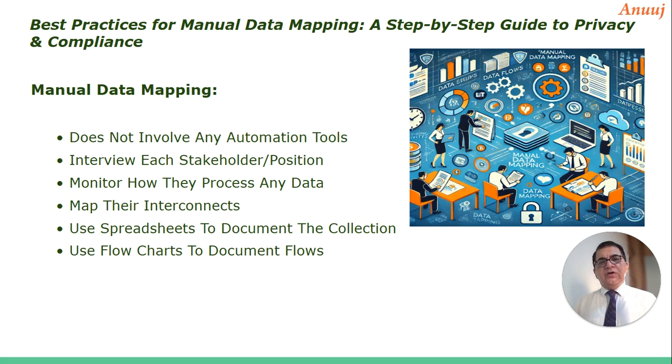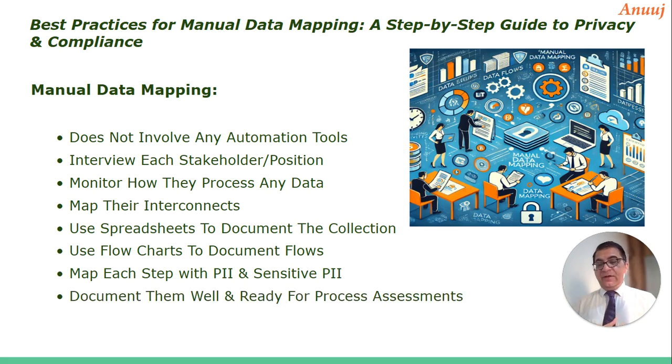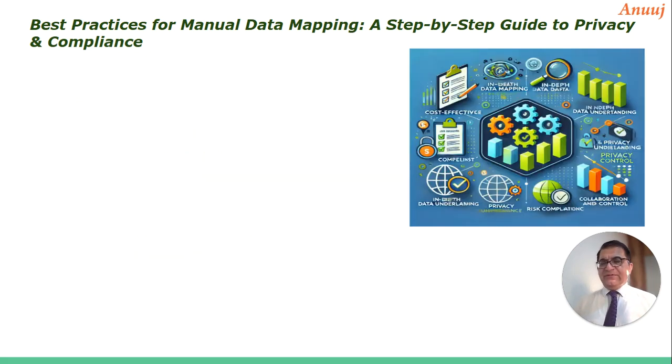So document what all you are collecting, how you are using them, use spreadsheets to create those processes, use flowcharts to document the flows, tag where the personal data is, and we are doing all this manually. Where is the personal data? Where is sensitive personal data? Where is just the name and where is the banking information, right? Document them well and keep them ready for further assessments. Well, you would actually need PIAs at least, privacy impact assessments, right?